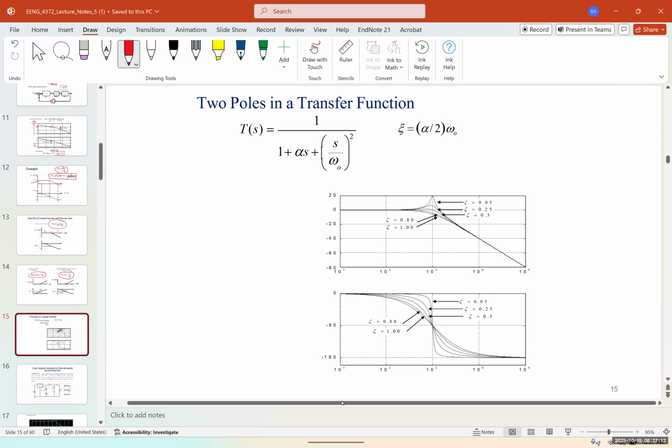Now, with 2 poles in a transfer function, if we have multiple points, we're going to have a nonlinear situation here. By increasing eta, you can see that we are increasing the overshoot. The transfer function T(s) is going to be 1 over 1 plus alpha s plus (s over omega 0) squared. And for different alphas, you're going to have different situations of overshooting.